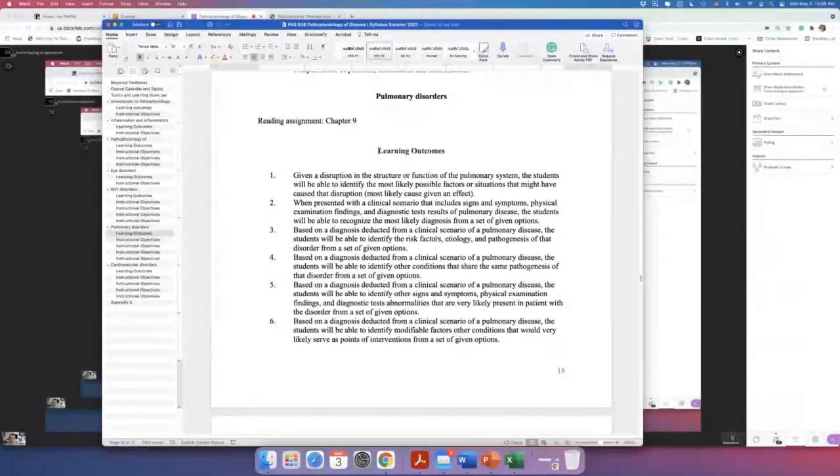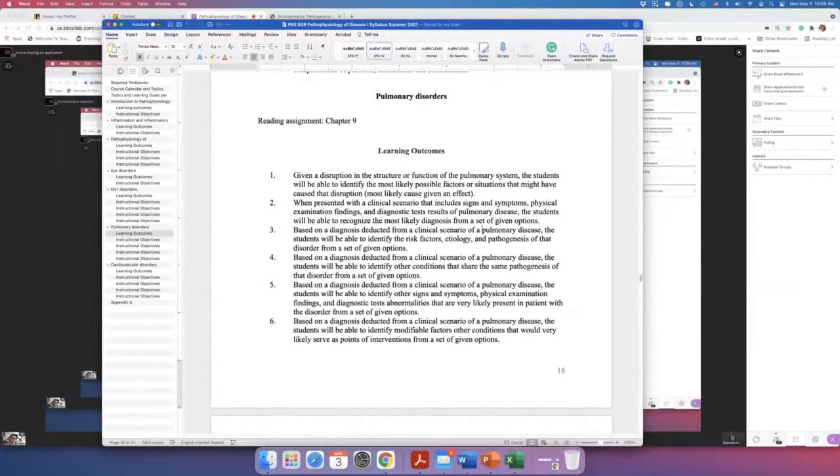Now, the question is not going to say what is the most likely diagnosis, what is the most likely etiology, or which of the following microorganisms, or another question related to the pathogenesis. We are going to be explaining later what is the difference between etiology, pathogenesis, etc.